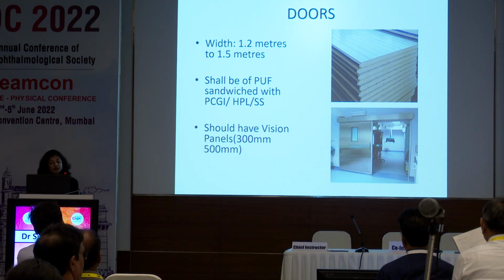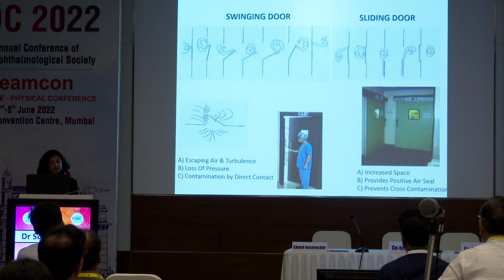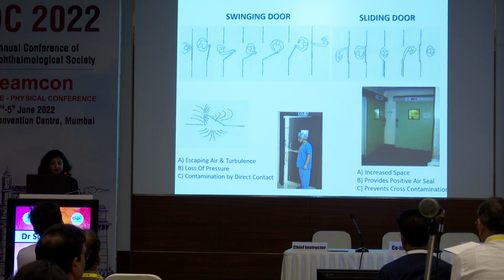Doors should be of PUF sandwiched with stainless steel or HPL panels. Ideally, doors should be fitted with vision panels to avoid unnecessary disturbance and staff movement. We can have either sliding type of doors or swinging type of doors, but it is always preferable to have sliding doors as it saves space and it prevents air turbulence. Ideally, doors should be electrically operated, hermetically sealed to ensure asepsis.